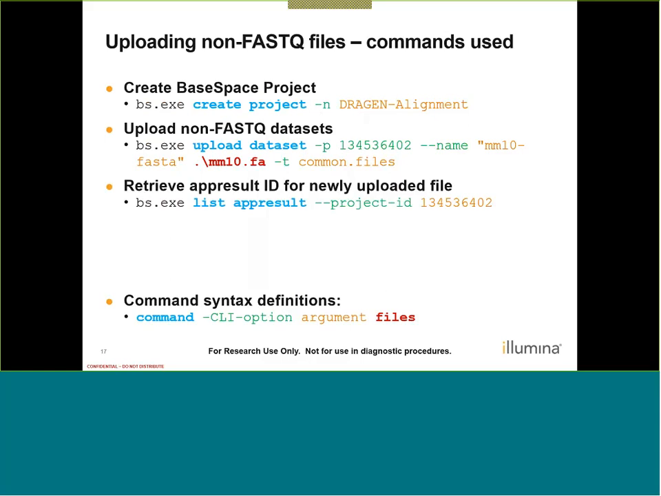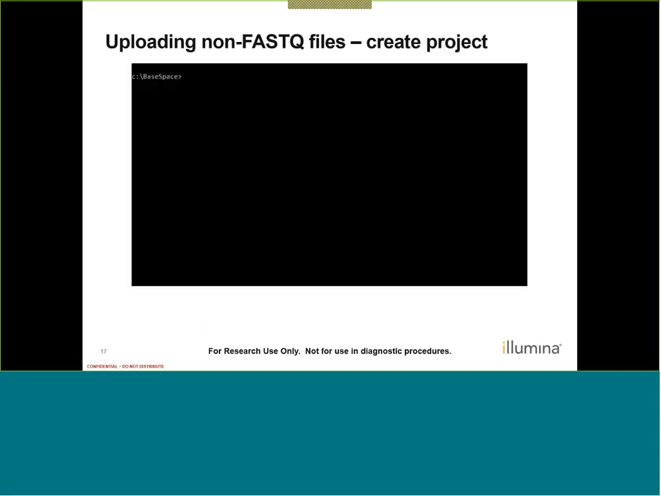Next, we're going to retrieve the new app result from that upload session. And this is important because we need it to then retrieve the file ID for that newly uploaded FASTA file. So every file that you upload or save to BaseSpace will have a unique file ID. And in our demo today, we will need those file IDs to specifically link to those files. So let's do the first step, and we're going to create a project.